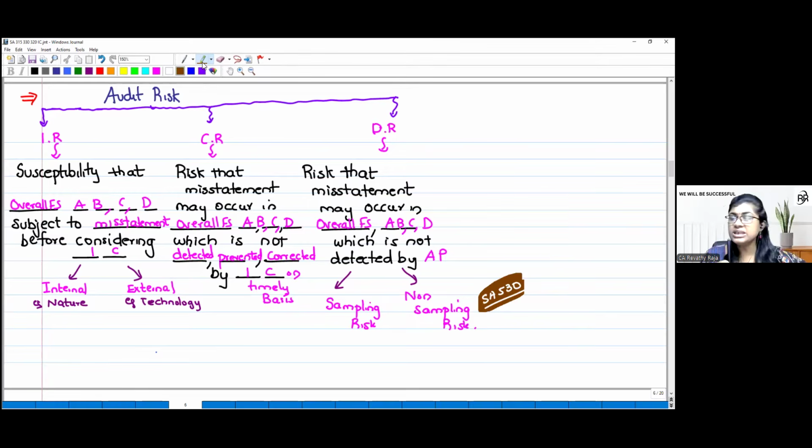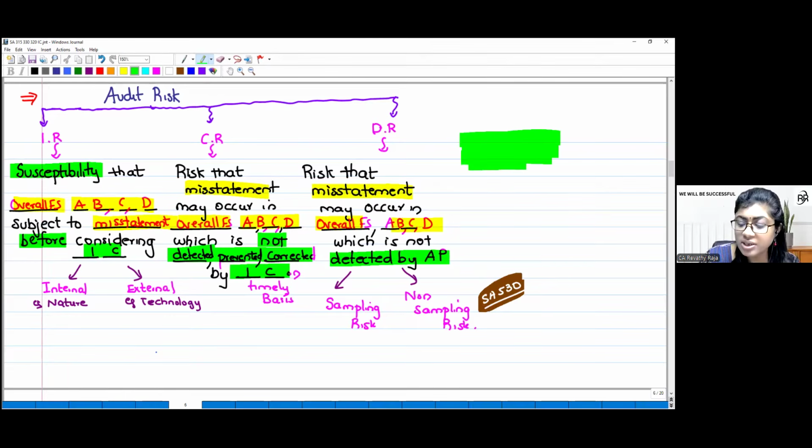Isn't it easy? But don't draw like this for the exam. In the exam, write in a sentence. This is for you to study. See, in all there is a common factor. Overall FS, ABCD, misstatement. Overall FS, ABCD, misstatement. You saw? Now, what is the difference? This is susceptible, prone, before control. This is internal control fails. This is audit procedure fails.